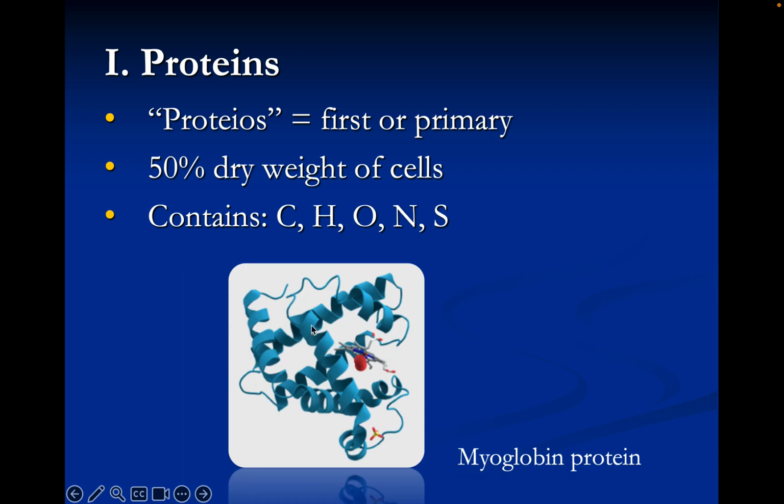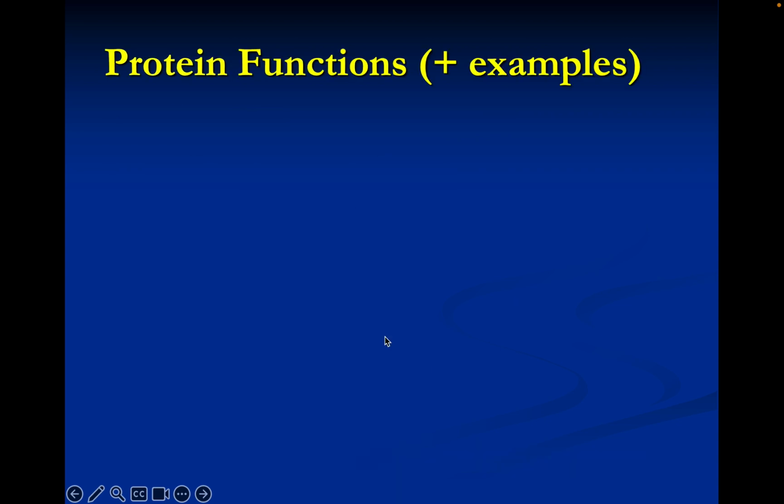And here is a model of what myoglobin protein actually looks like. All right, some protein functions. Many proteins are biological enzymes. Enzymes are catalysts that make reactions happen faster and require less energy than they would normally. So lactase is the enzyme that helps break down the sugar lactose.